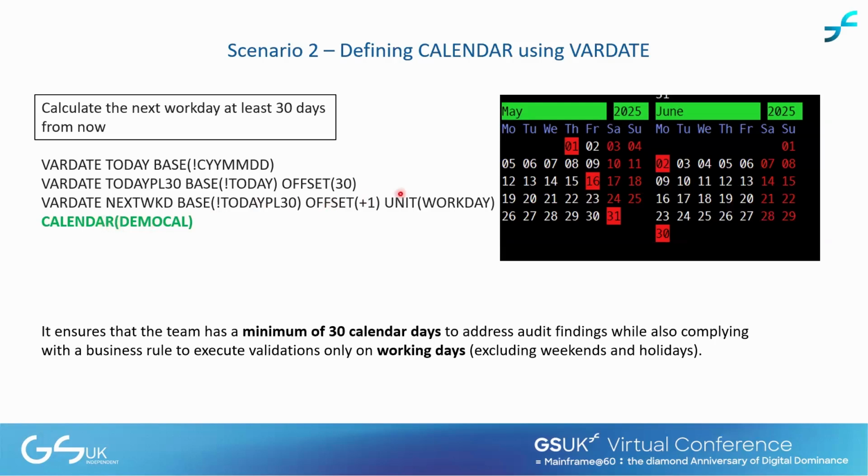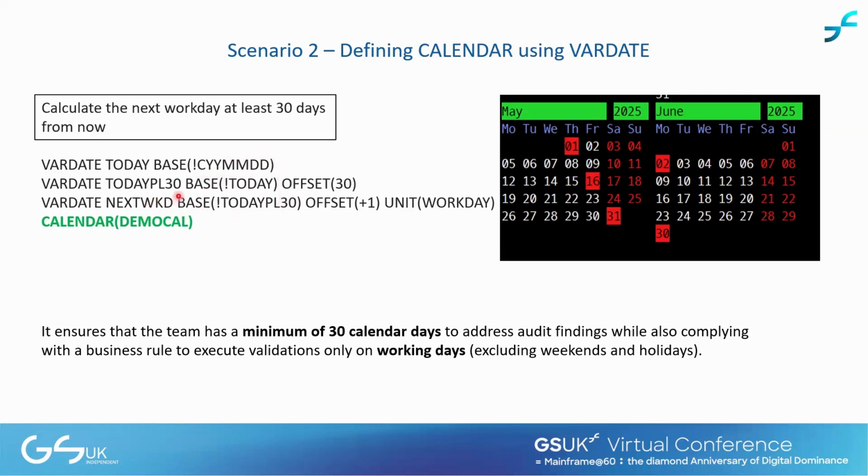Here, the demo calendar has Saturday and Sunday as free days, but it also has other days defined as free days. You can see that 31st of May and 2nd of June, which is Monday, are also free days. And this is how the calculation of the next workday after at least 30 days from now is done.